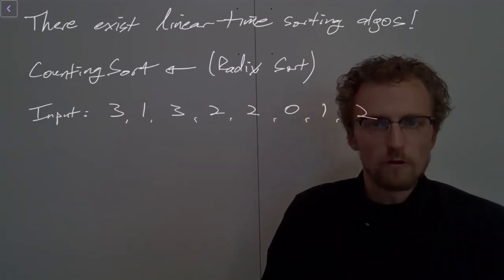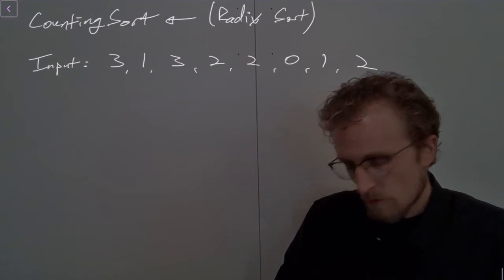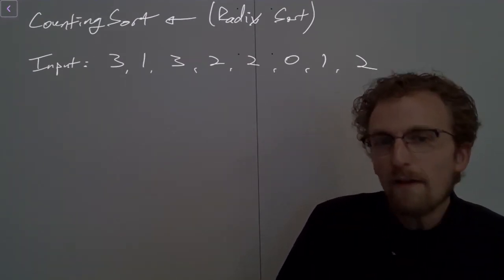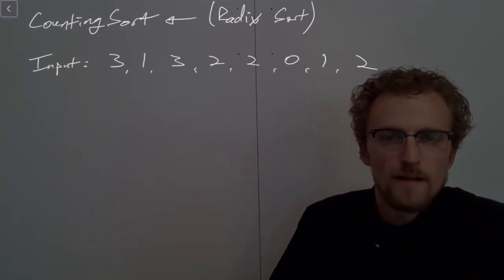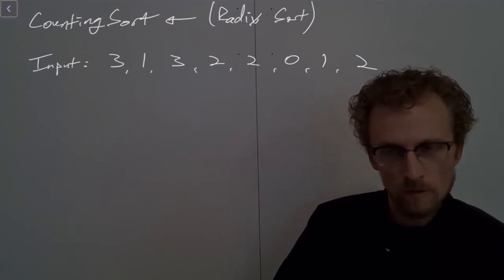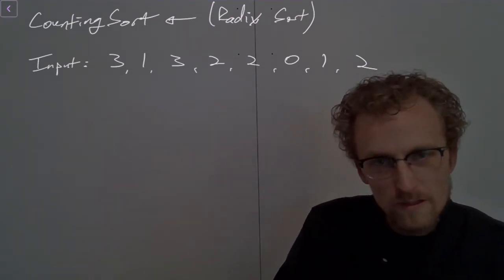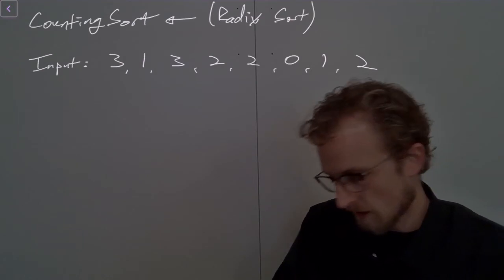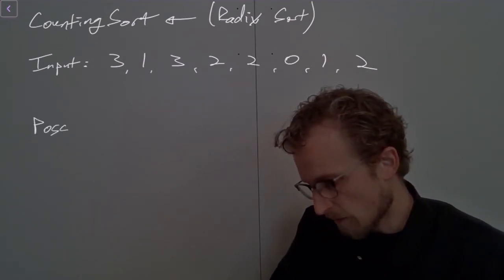And so here's what we do. Anytime you're doing counting sort, you have to have this knowledge of what numbers can appear in your array. So here is our knowledge of what numbers can appear. I'm going to write a list of possible elements.